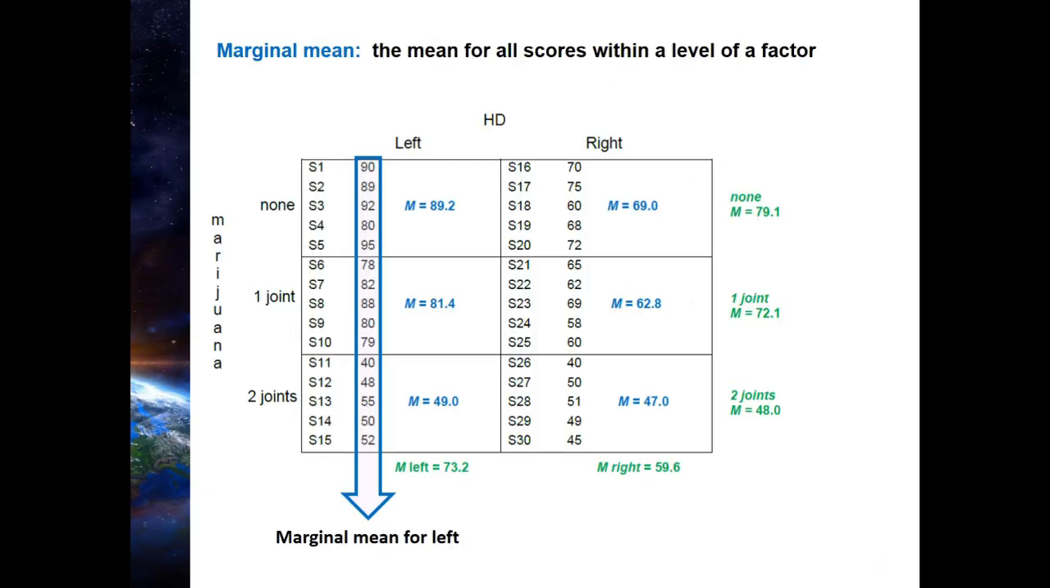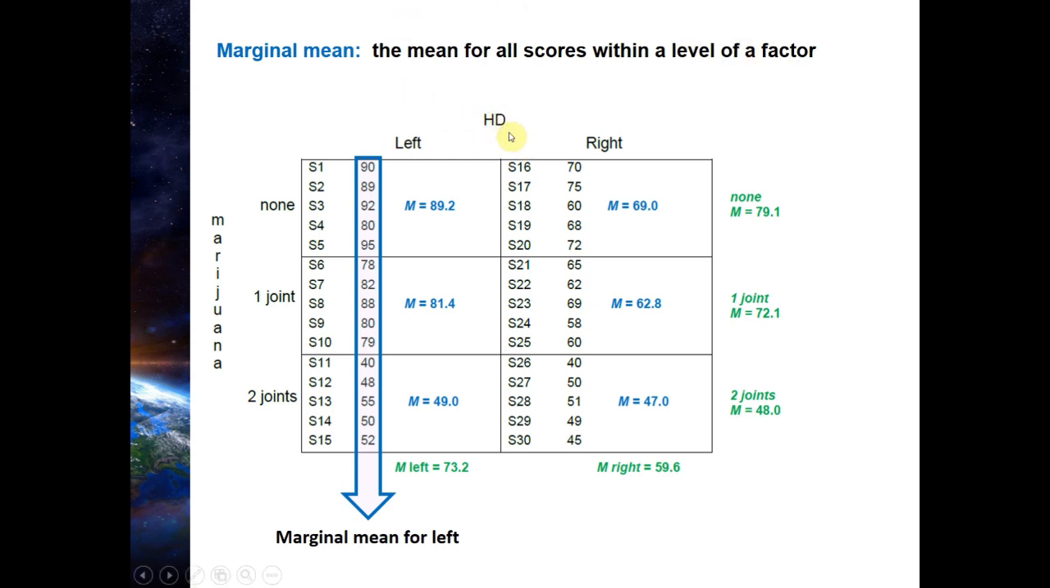So this will be a bit of a review from the last lecture, the first lecture in chapter 10, but it's important, so I want to make sure that you understand. If we wanted to calculate a marginal mean, that's defined as the mean for all the scores within a level of a factor. So you're looking at one factor at a time, one independent variable at a time, and you're calculating the mean for all the scores in that level.